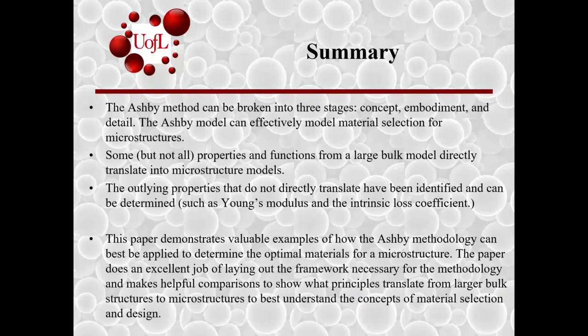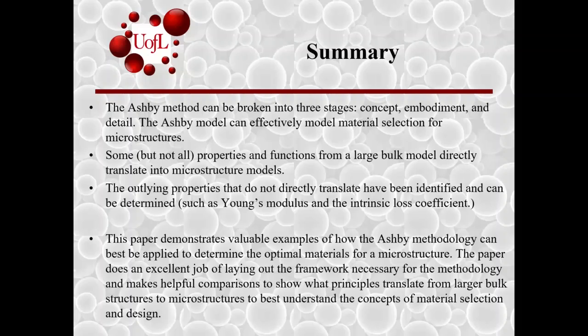A summary of this paper is that the Ashby method can be broken into 3 stages: the concept, the embodiment, and the detail. The Ashby model can effectively model material selection for microstructures. Some but not all properties and functions from a large bulk model directly translate into microstructure models. The outlying properties that do not directly translate have been identified and can be determined. And some of these outlying properties are Young's modulus, depending on the material, and intrinsic loss coefficient, which has to do with vibrations and acoustic loss.